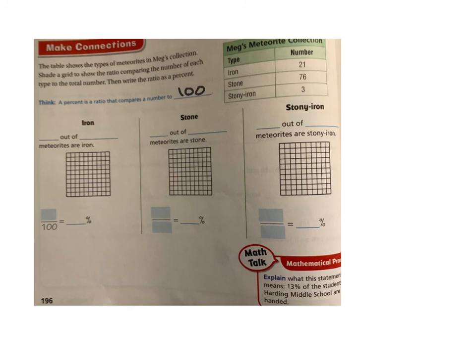Yes, you're right, 100. Okay, so for iron, here is iron. She has 21 out of 100 for the meteorite collection. We're going to shade in 21. That is 21 out of 100, also known as 21%. They want us to do that with stone. You probably can do that without me now. Stone is 76 stones out of 100 total.